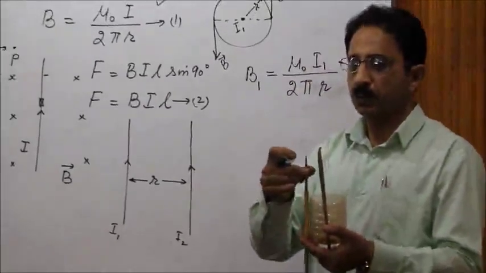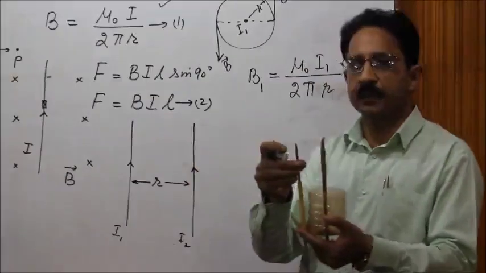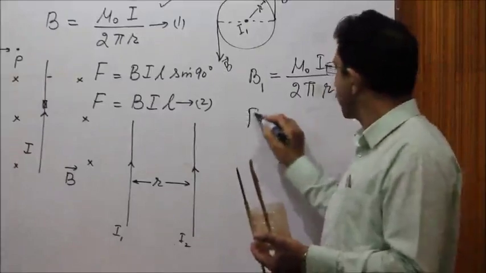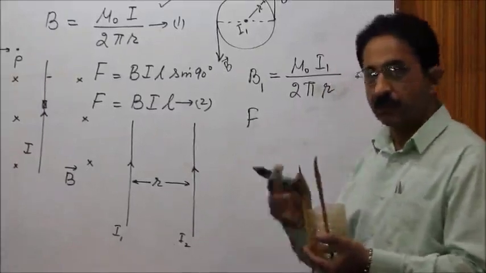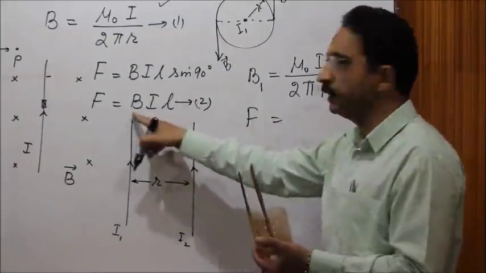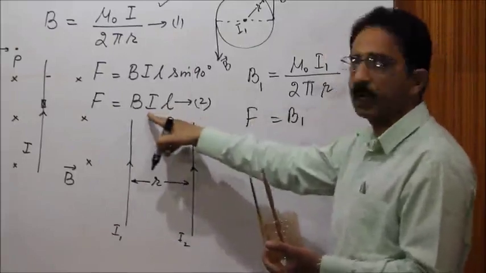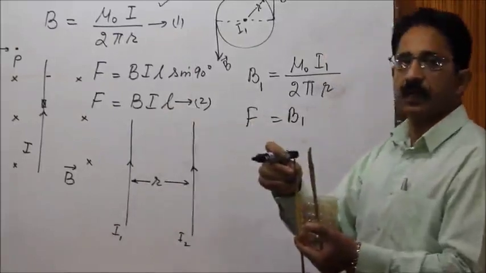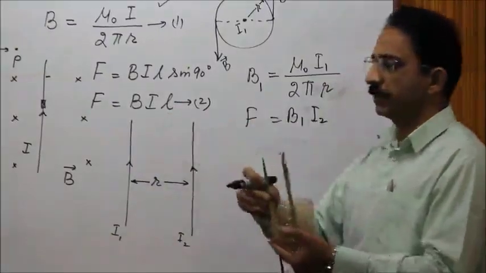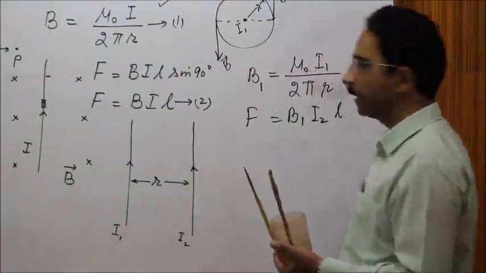Now if you go to the second equation, it tells you that the force experienced by this second conductor due to the current in the first conductor would be given by B, who is B? B is this B1, multiplied by I, the current in the second conductor, which I call as I2, multiplied by the length of the second conductor, which is L. So that would be the second equation.